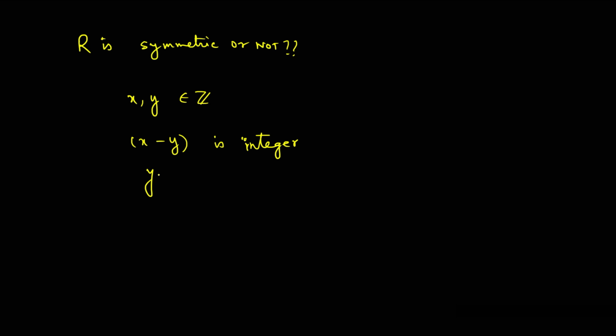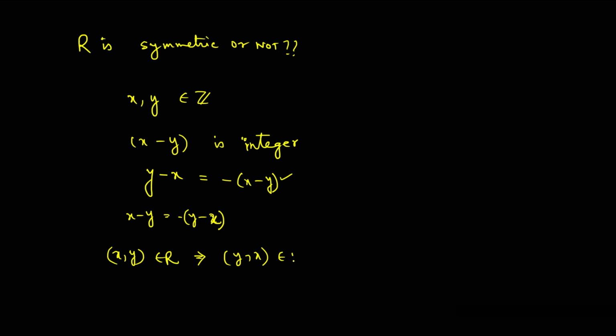So y minus x, what is y minus x? That means minus of x minus y. And if x minus y is an integer, so is minus of x minus y. So x minus y equals minus of y minus x, and therefore (x, y) belongs to the relation R implies (y, x) belongs to R.